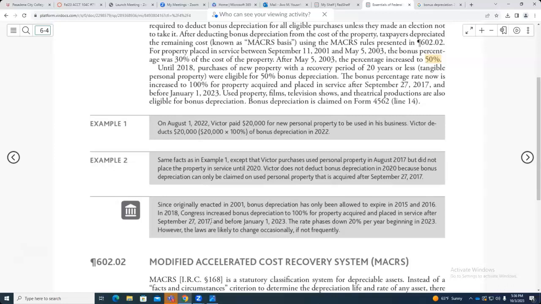Even though they did that in 2018, they started it from that date and before January 1st of 2023. The rate phases down 20% per year beginning in 2023. So in 2023, we are down 20%, right? From 100% to 80. That means in 2024, we go another 20% down. And it looks like we're going to continue that till it gets eliminated. However, the laws are likely to change again. So don't count on that. Whatever I say doesn't mean it's true.